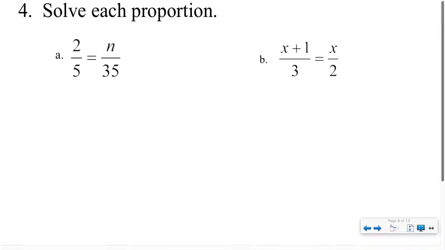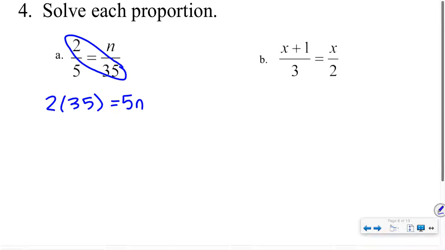When you have a proportion, to solve it, you use your cross product property. So you multiply the extremes, which are the first and the last terms, so 2 times 35, and you set that equal to the product of the means, 5 times n. And it makes a nice equation you can solve. 2 times 35, divide both sides by 5. I got n equals 14.